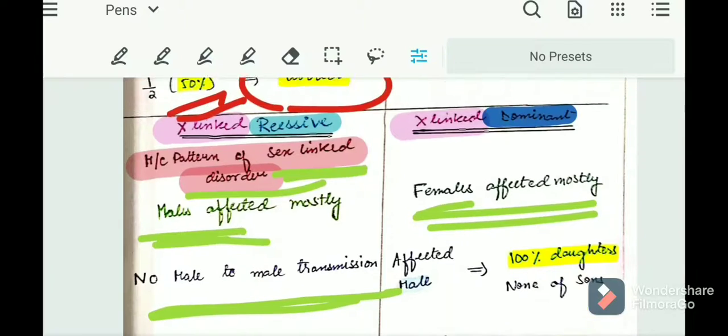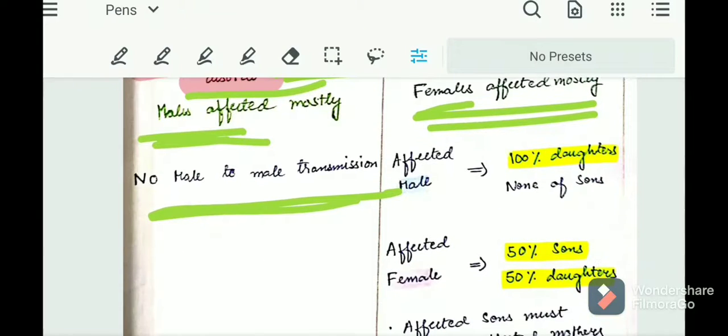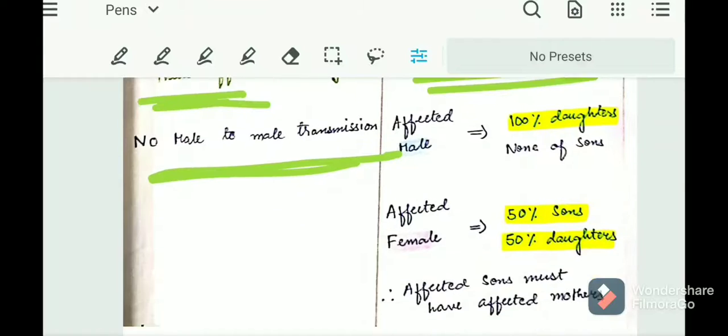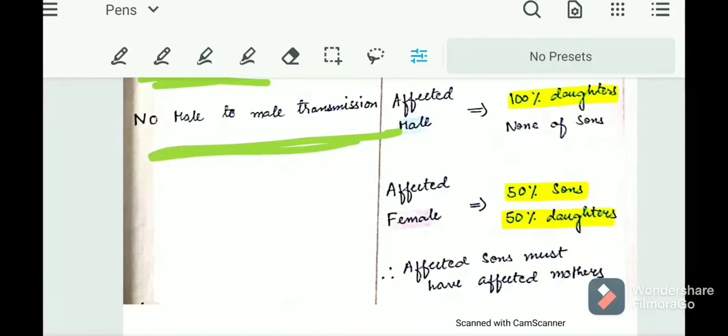Now for X-linked dominant, an affected male will have 100% of the daughters affected and none of the sons. An affected female will have 50% of the sons affected and 50% of the daughters affected. That is, affected sons must have affected mothers.